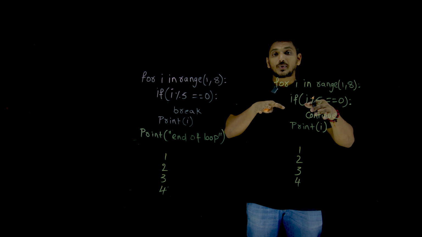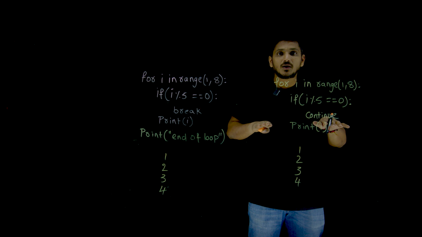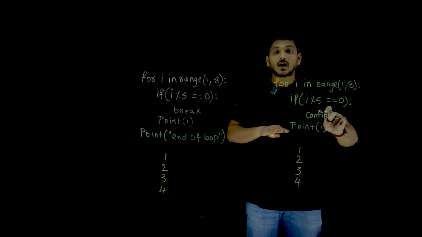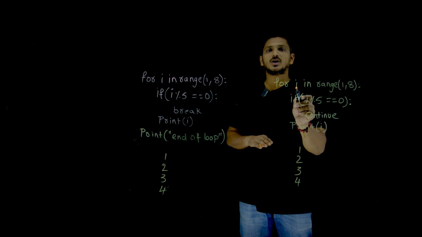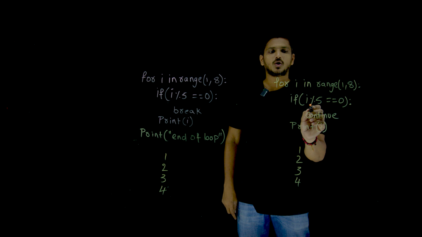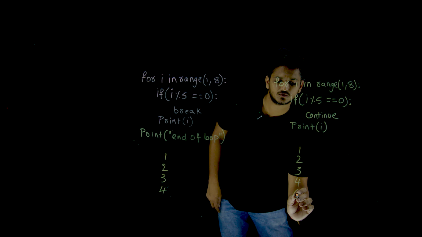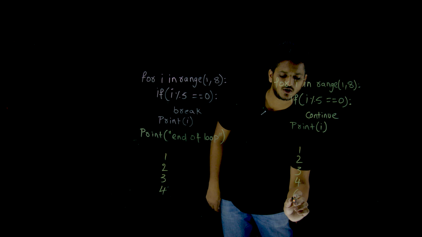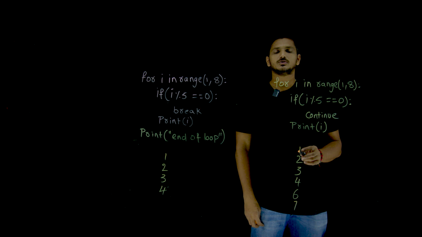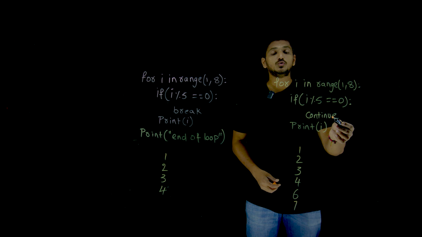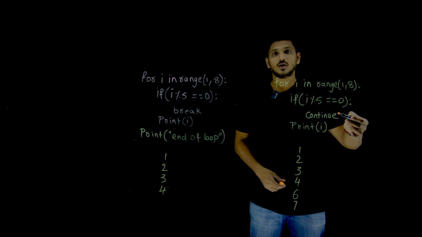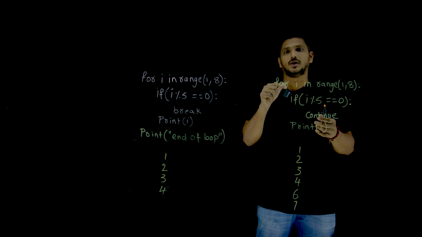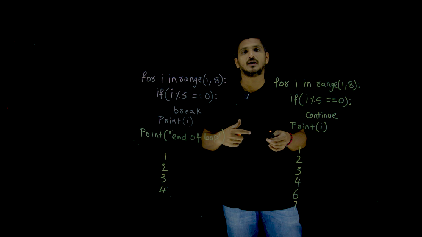Continue means the present iteration has to be skipped. Don't continue with the remaining code. Skip the present iteration and continue with the next iteration. What is the next iteration? i is equal to 6. 6 modulus 5 is not equal to 0, so 6 is displayed. Next iteration, 7. 7 modulus 5 is not equal to 0, so 7. This is the output you are going to get when you use the continue statement. This is how, if you want to skip an iteration in the loop, we use the continue statement.